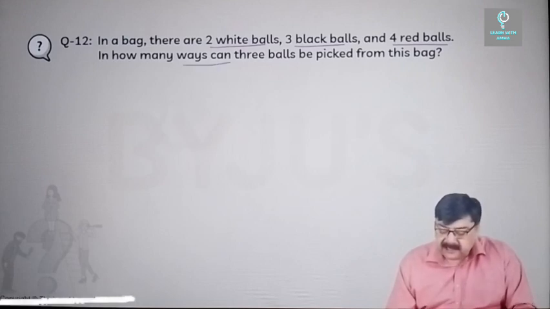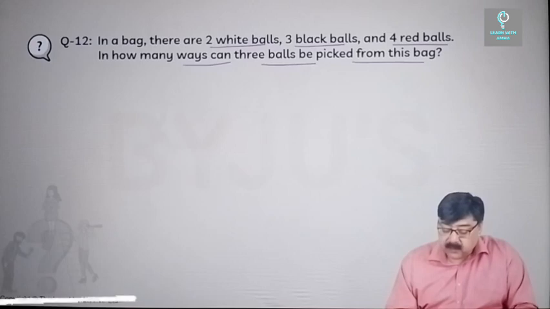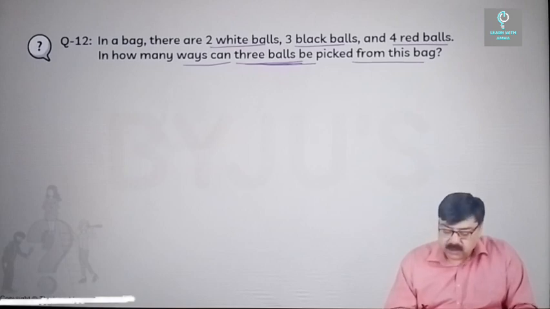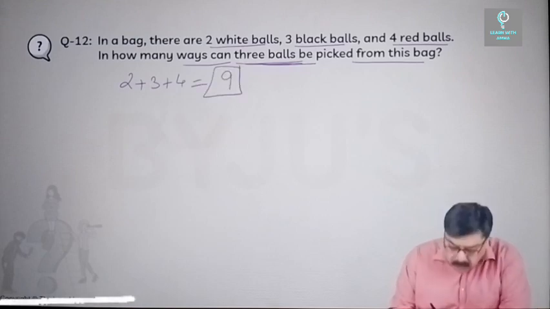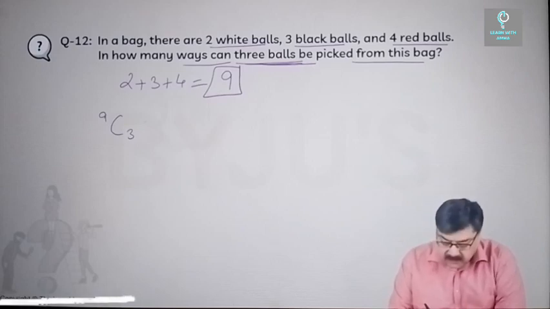Now in a bag there are 2 white balls, 3 black balls and 4 red balls. And how many ways can 3 balls be picked from this bag? Now when the question is asking in how many ways can 3 balls be picked, it does not mention the color of these 3 balls. So the total number of balls here are 2 plus 3 plus 4, that is 9. So out of these 9 balls, you will pick up 3 balls. So 9C3 is the required combination.